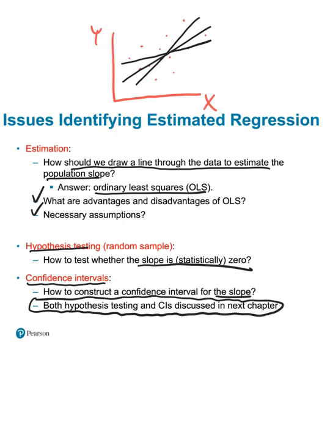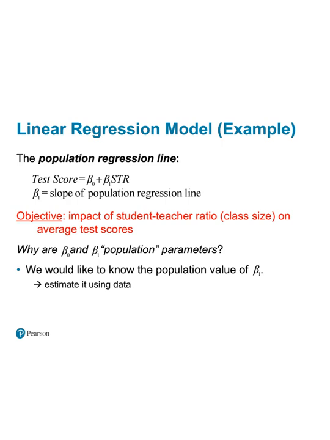the next chapter. All right, but before we can actually estimate confidence intervals and utilize hypothesis testing, we first have to estimate our coefficients and look at our standard deviations and collect this information before we can actually run rigorous analysis. Now, looking at a particular example, let's look at the population regression line between test scores, average test scores, and the student-teacher ratio.